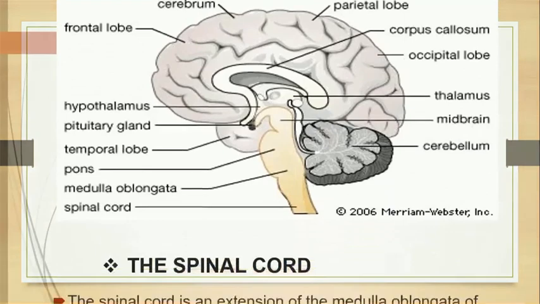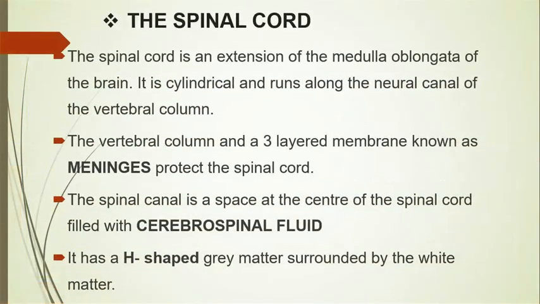Alright, let's move on. The second part of the central nervous system is the spinal cord. Don't forget that the spinal cord is an extension of the medulla oblongata of the brain. From the image we saw earlier, you can see the long tissue connected to the brain and going down. It is cylindrical and it runs along the neural canal of the vertebral column.